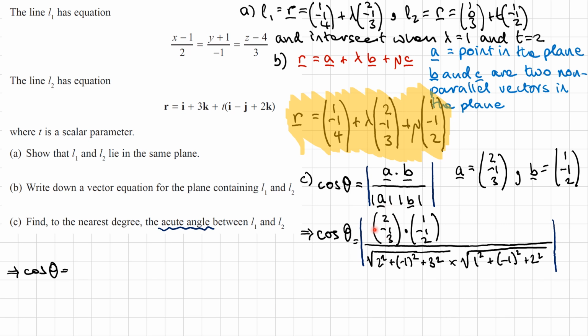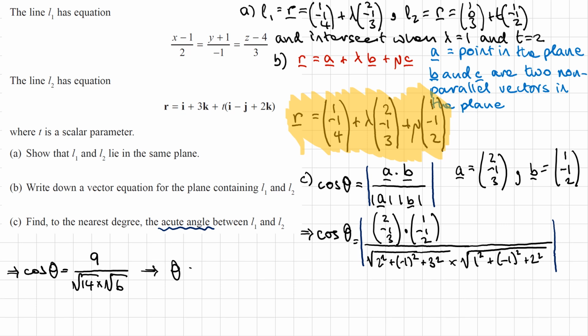Okay, so if we start with the top and work out the top product, it's going to be 2 times 1 plus -1 times by -1 plus 3 times by 2. So that'd be 2 plus 1 plus 6, giving me 9 at the top. At the bottom, let's work out these. So the square root of 2 squared plus -1 squared plus 3 squared. So that's the square root of 14. And then I'll do the same for vector b, which will be 1 plus 1 plus 4, which will give us 6. And we want to do the modulus of that. In fact, this is positive, so no need to do the modulus.